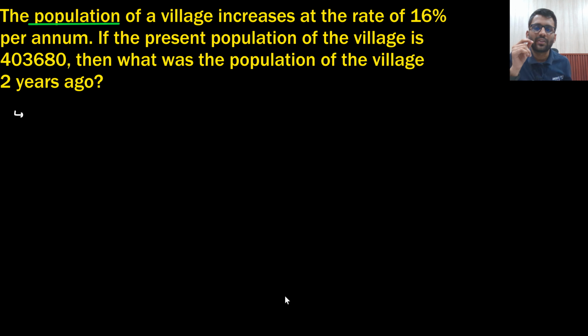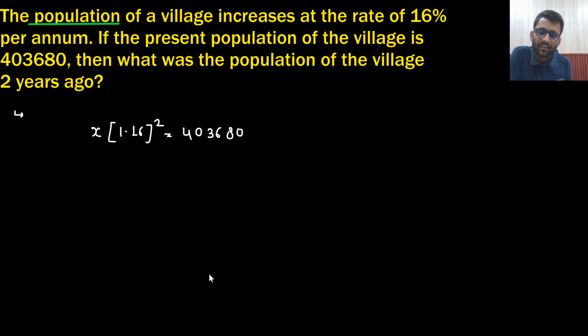So what they are saying: the population of a village increases at a rate of 16% per annum. That means it will increase in a compound manner, 16% per annum. If the present population is 4 lakh 3,680, then what was the population 2 years ago? Let X be the population 2 years ago, and it increases at 16%. So after 2 years, it has become 4 lakh 3,680. Understood? They are asking for 2 years ago.